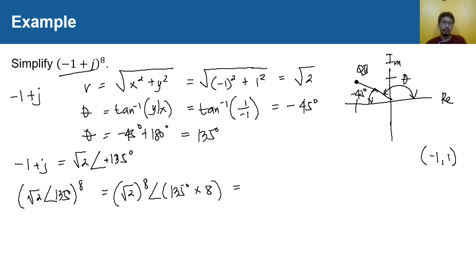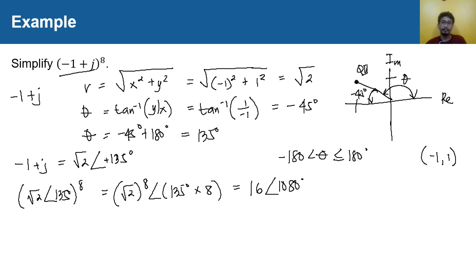This is now equal to square root of 2 raised to 8, that is 16, bar angle 135 times 8, that is 1080. And then if you again use your Argand diagram, as you can recall from the graphical representation of complex numbers, we said in that lesson that the principal value of the argument theta is from negative 180 up to 180 degrees. So we use this one.